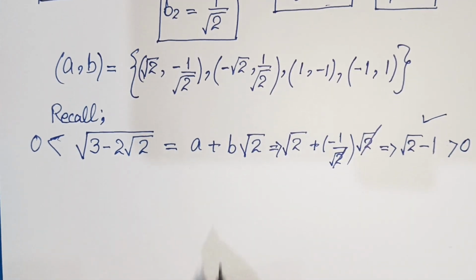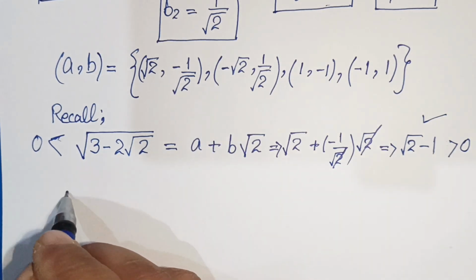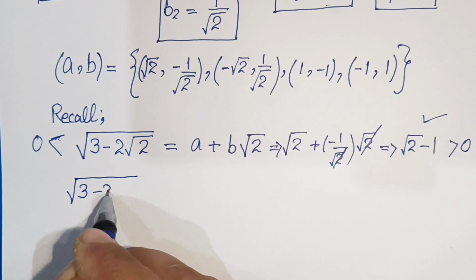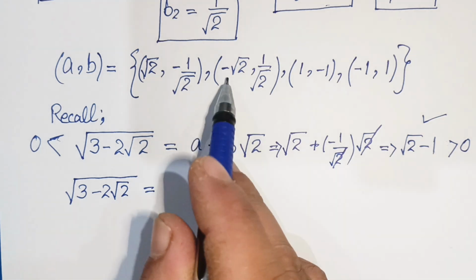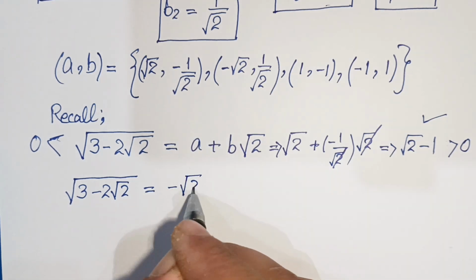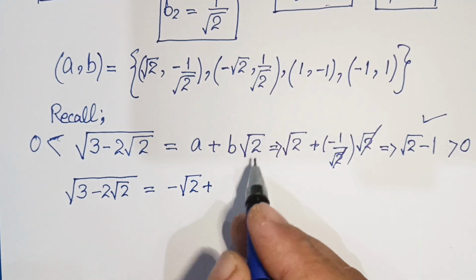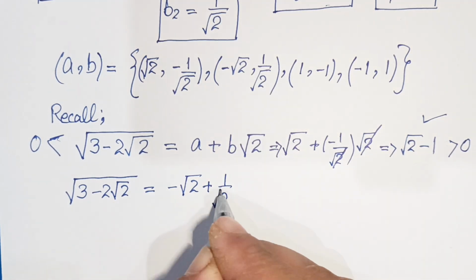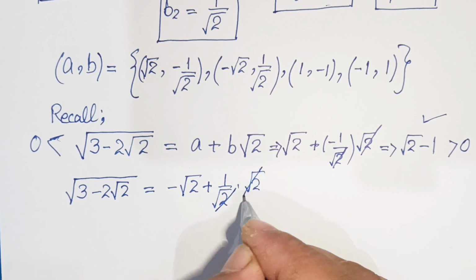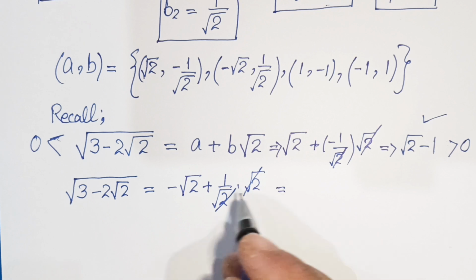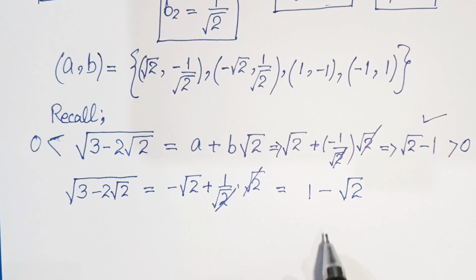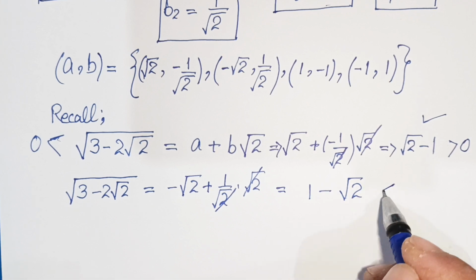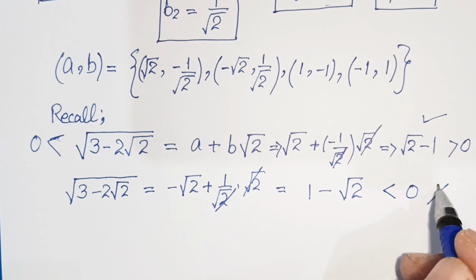Now if we put this pair, so we have square root of 3 minus 2 times square root of 2 is equal to, here we have a plus b, so a is minus square root of 2 and b is plus 1 over square root of 2 times square root of 2. So cancelling square root of 2 with square root of 2, we get 1 minus square root of 2. So 1 minus square root of 2 is actually less than 0. So it is not valid. We are going to just reject this value.